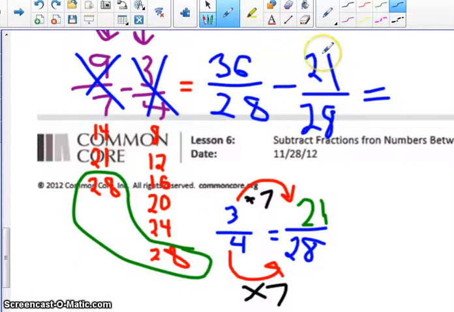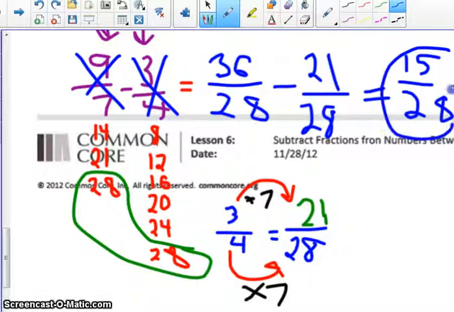36 minus 21. You could do this in your head with a kind of a shortcut by subtracting the 10s and the 1s separately. So 36 minus 2 10s, or 20, would be 16, and then your 1 would be 15. And 28 is on the bottom, so it stays the same. 15 over 28 is our answer, and that'll do it for today.